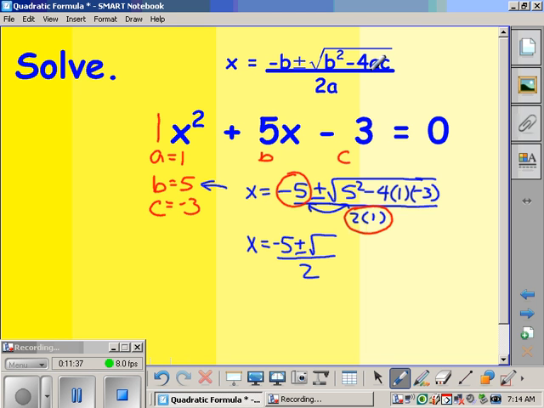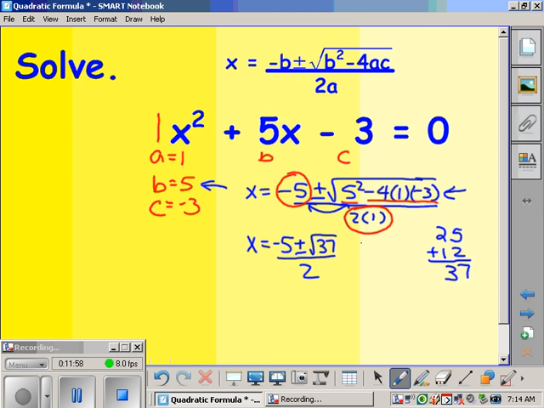Now we want to go under the radical and simplify it in two parts, starting with 5 squared. And 5 squared is 25. Then we multiply the three numbers together, which are -4, 1, and -3. We get a positive 12. And if you add those together, we get 37.